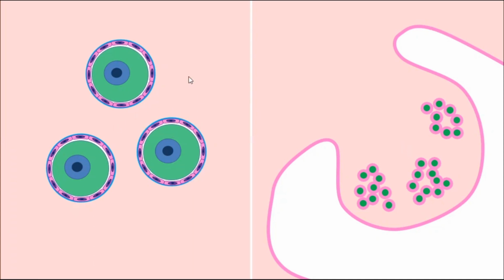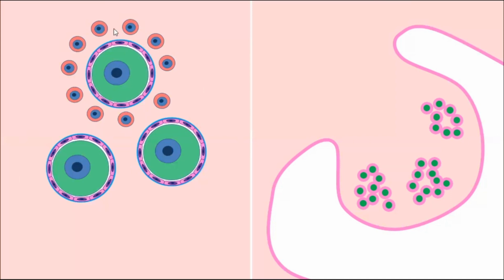And mesenchyme forms the connective tissue stroma, which fills the space between the follicles, and also the cells of theca. Theca appears later during big growth. Cells of theca, which produce androgens, develop from the connective tissue, and those theca cells produce androgens which are taken up by the follicular cells, and they produce estrogens from them. So here we can see these following stages.